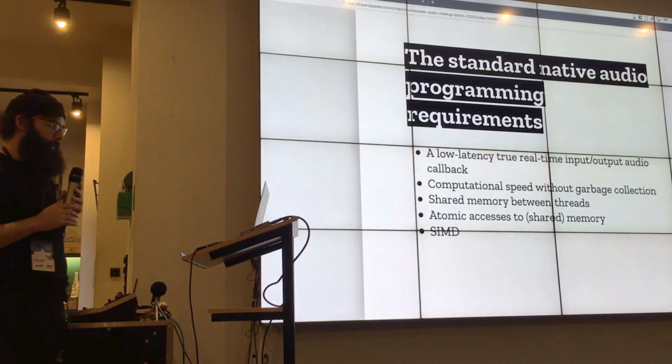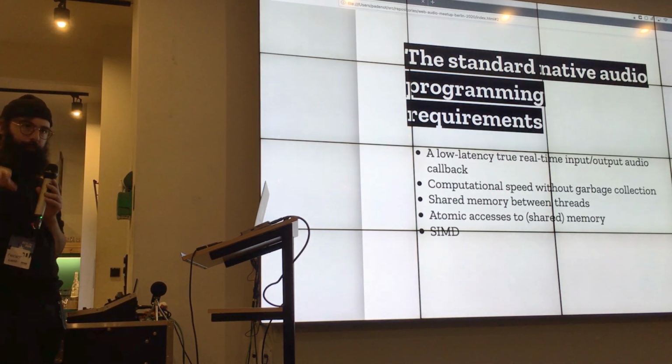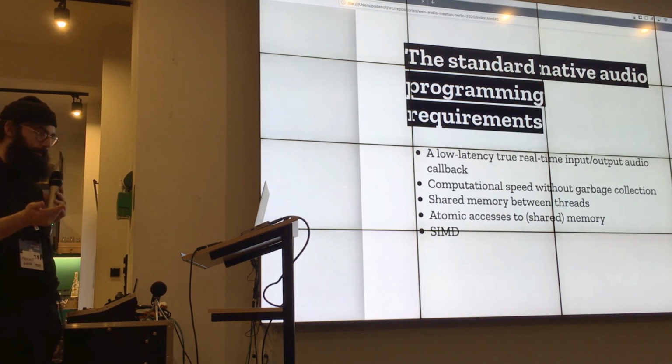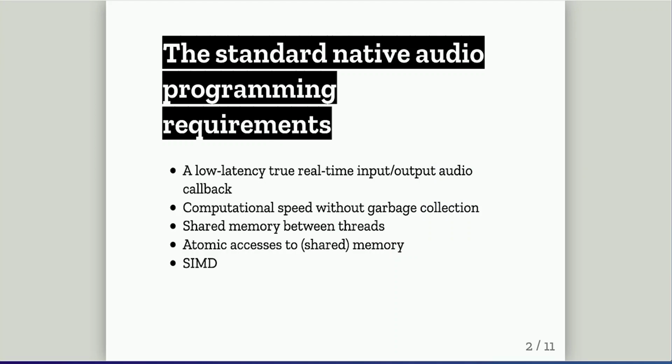What you want also is shared memory between threads. You don't want to copy memory back and forth all the time. Maybe it's because you want better cache effects. Maybe it's because you really don't want to copy because it's wasteful in terms of megabytes of memory you have. For example, if you have an enormous sample banks, you really want to have it only once. So then to synchronize access to this shared memory that we just talked about, we like to use atomic accesses and lock-free data structures. So that's what we're going to be talking about today in the context of the web.